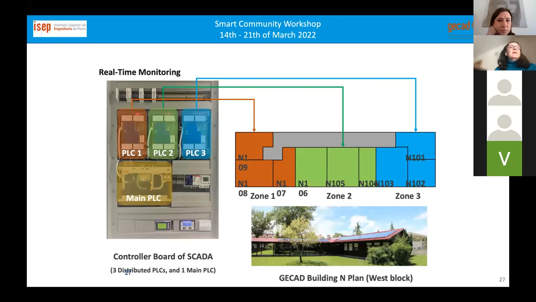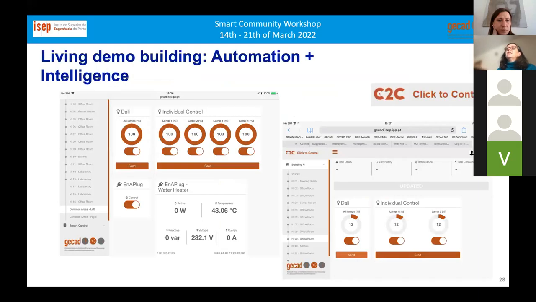So we have real-time monitoring. For instance, this is one part of that building I have shown you before. We have this controller board for the building. The building is being monitored all the time. This is the west block, and we have different things in the other side of the building. This is a nice system that we call C2C, click to control, and that we use daily in system. It's all developed by us.